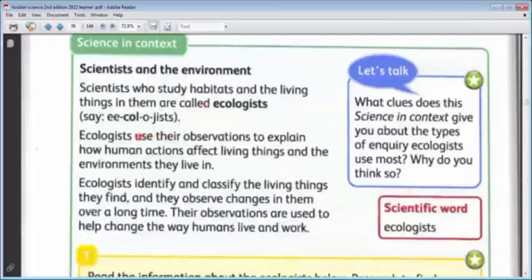Ecologists use their observation to explain how human action affects living things and the environment they live in. They also observe the actions of humans. We have an effect on the environment we live in. We can do bad effects and good effects. What bad effects do we do to the environment, Saba? Can you give any example?